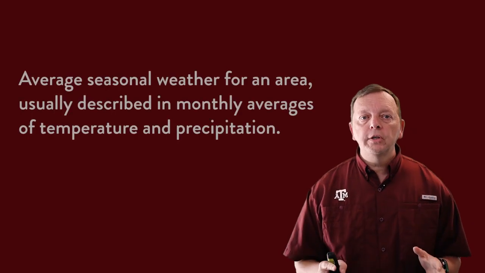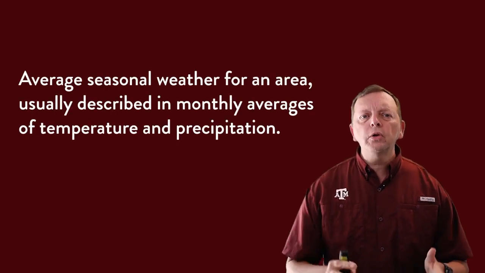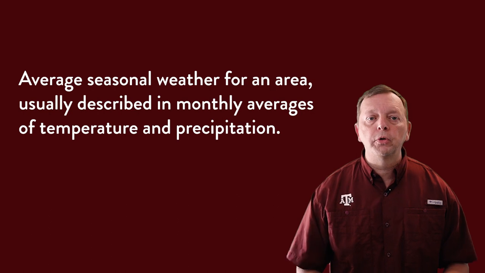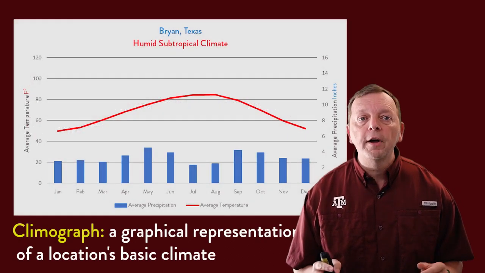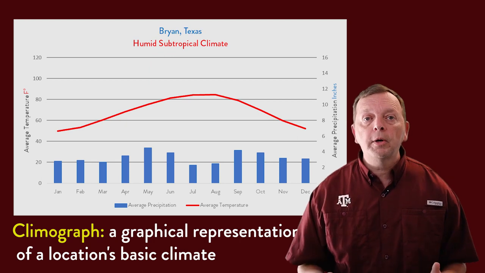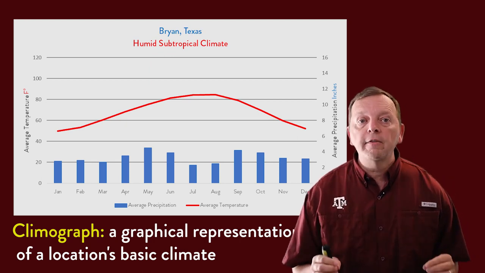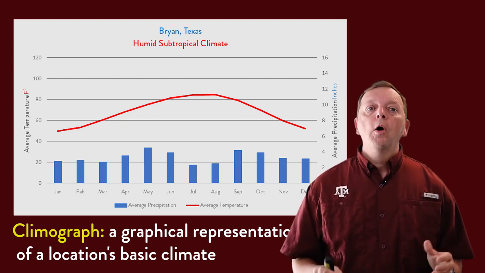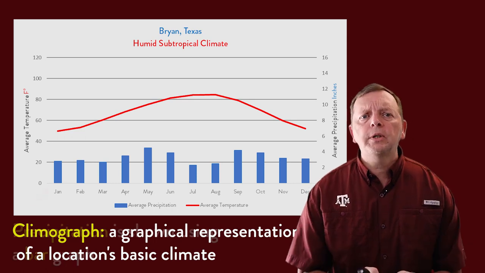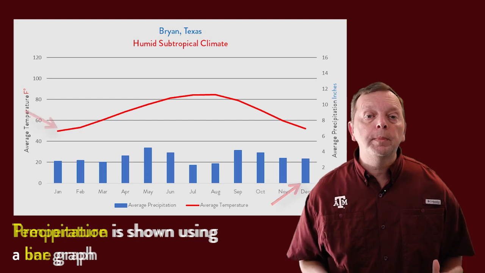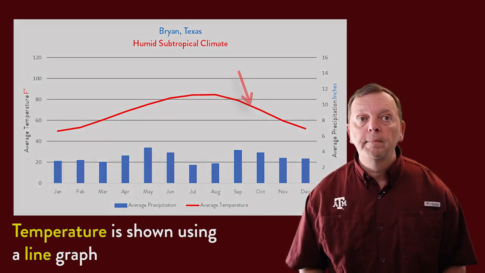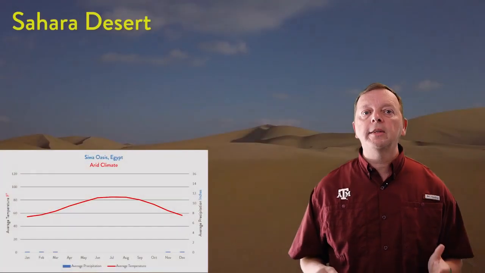As we have earlier covered, climate is the average seasonal weather for an entire area, usually described in monthly averages of temperature and precipitation. We can chart a climate using a special type of graph called the climograph. This type of graph shows the entire year's average precipitation and temperature. While colors can change, precipitation is always going to be graphed using a bar graph, and temperature is going to be using a line graph. From looking at the climograph of each region, we can determine the type of climate that is found there.